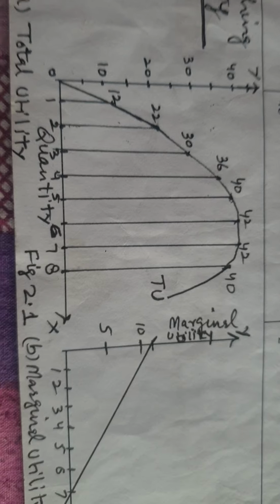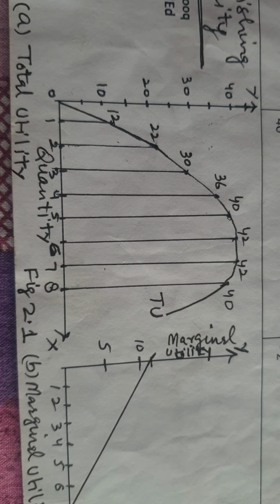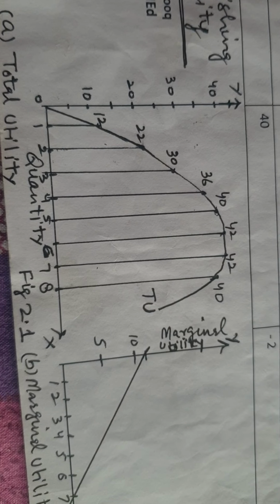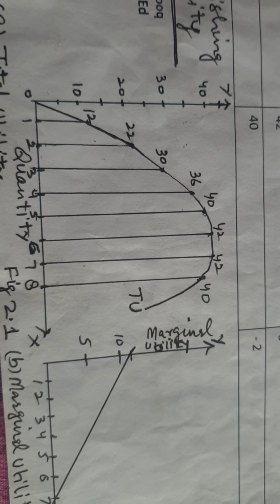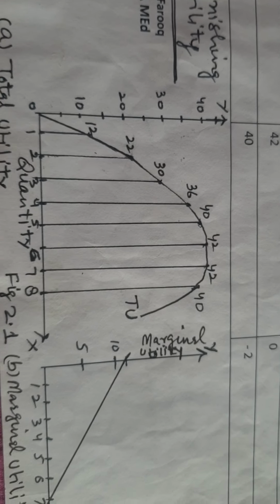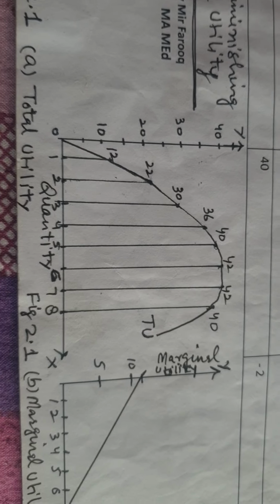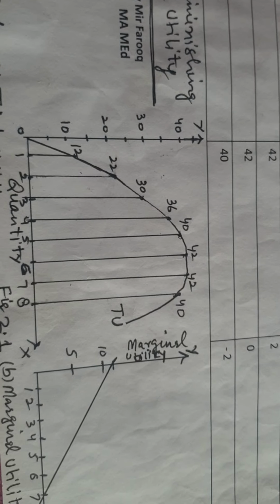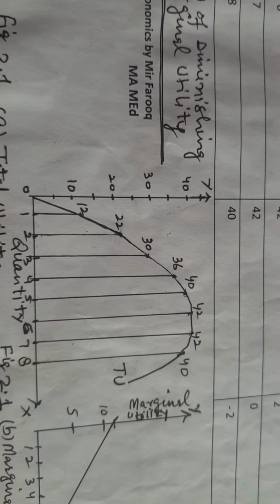Now in the total utility curve we see that total utility increases until 42, then on the consumption of the seventh cup it is constant at 42, and then it starts decreasing. So when this starts decreasing, the total utility curve is now downward sloping. Earlier it was upward sloping.